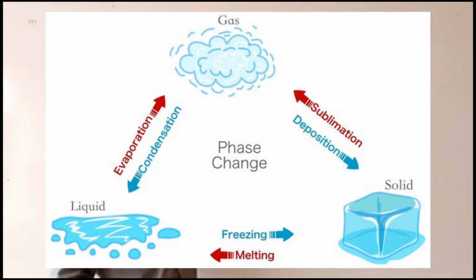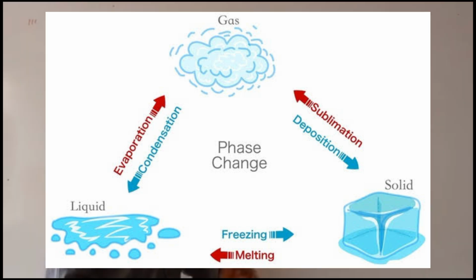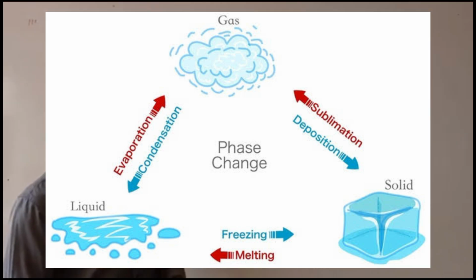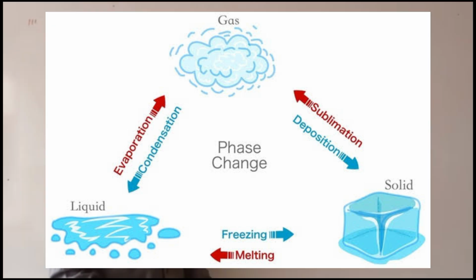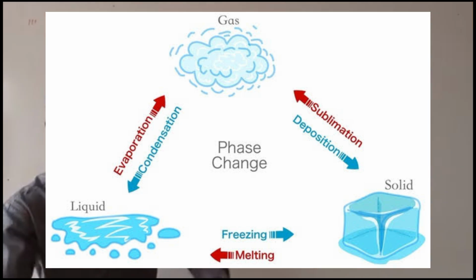Then when you supply heat to liquid, it can change to gas, and the process is called evaporation. When you remove heat from gas, gas can change back to liquid, and the process is called condensation. But we still have some material that will change directly from solid to gas. And the process is called sublimation.